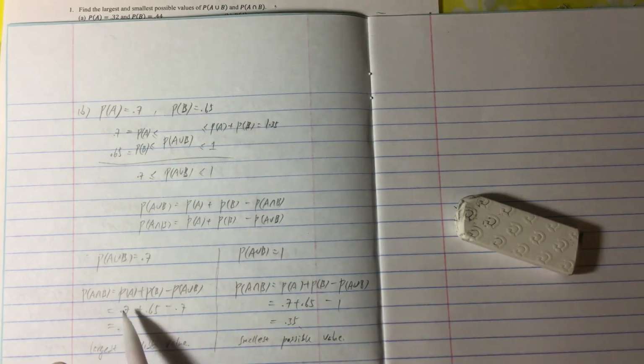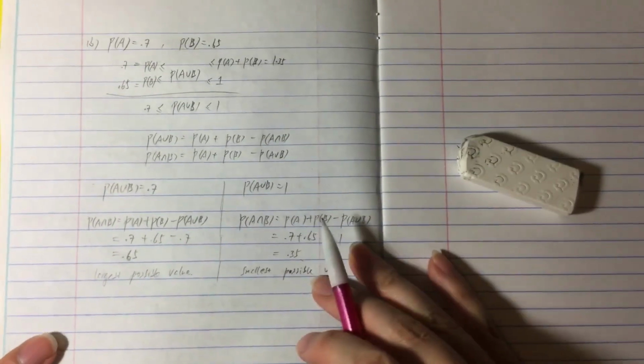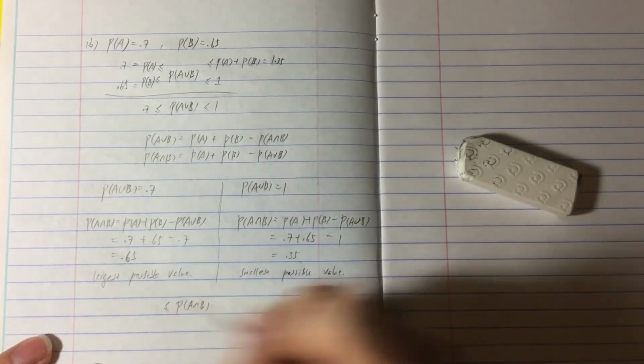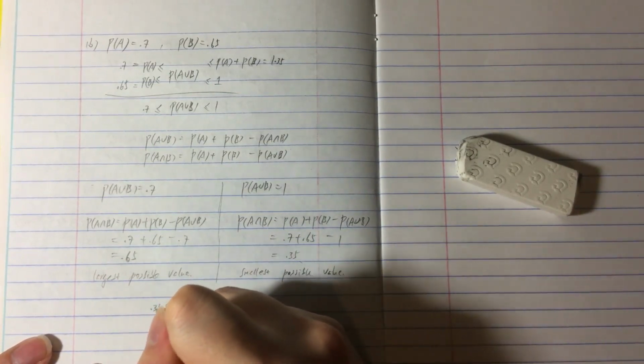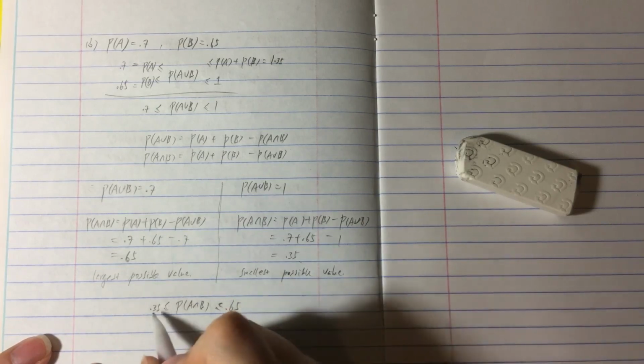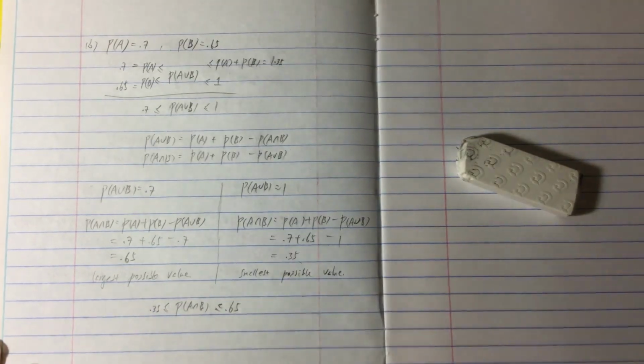Since that's the largest possible value, that's the smallest possible value. So we know that probability of A intersection B is between 0.35 and 0.65. That's the smallest possible value, and that's the largest possible value.